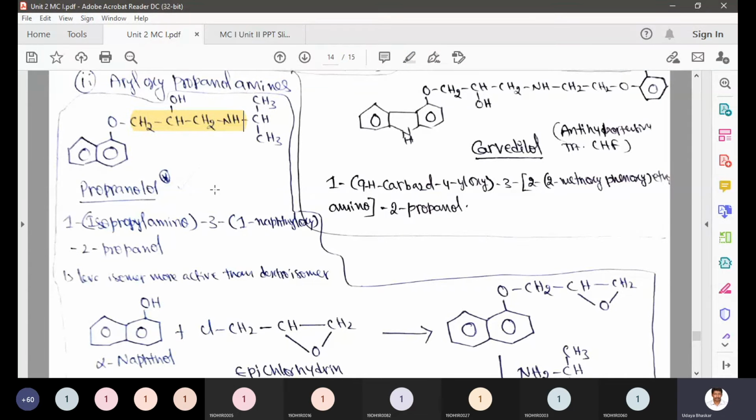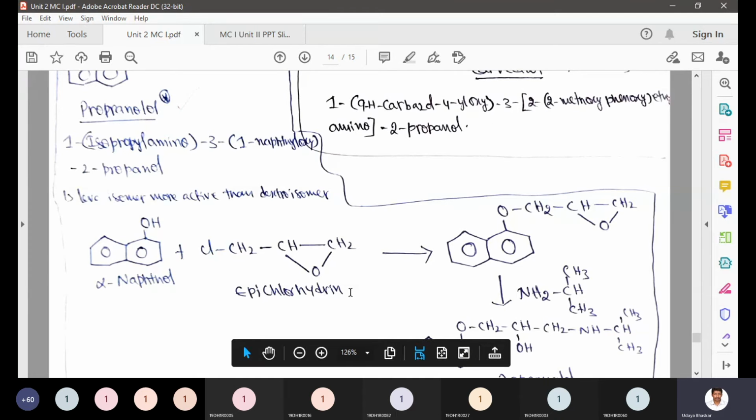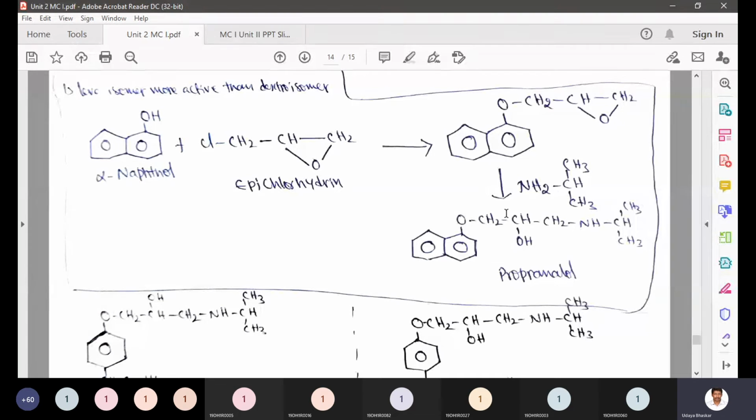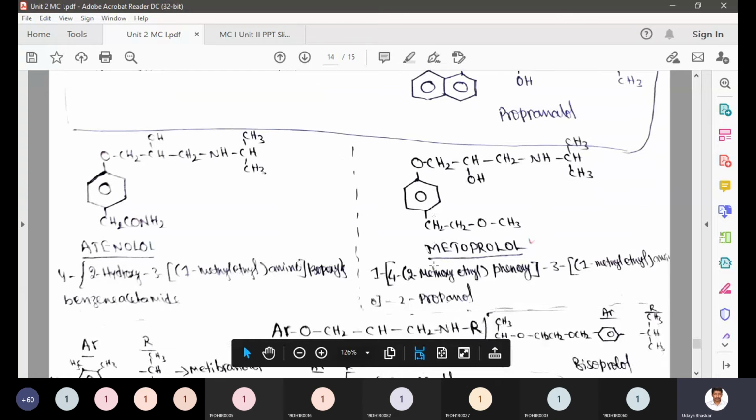You have propranolol as the starting prototype, and the highlighted part will be constant. The aryl ring would change, and most of the time the amine substituent is isopropyl. Only the hetero aryl ring changes. The synthesis of propranolol happens from alpha naphthol and epichlorohydrin. The ring opening of epichlorohydrin facilitates adding isopropylamine to the side chain, and we get propranolol.